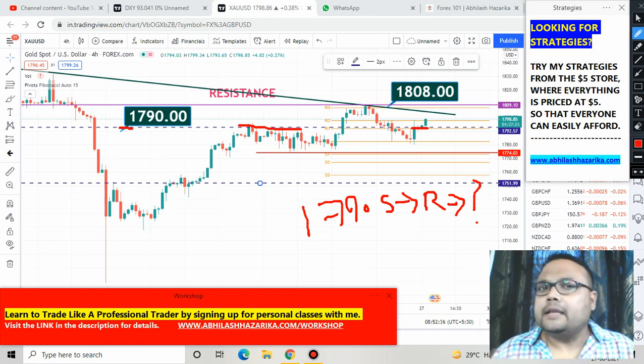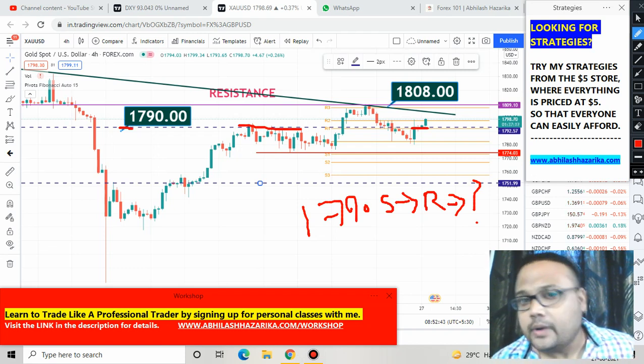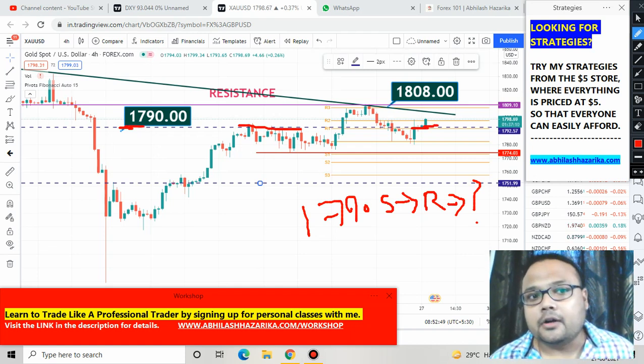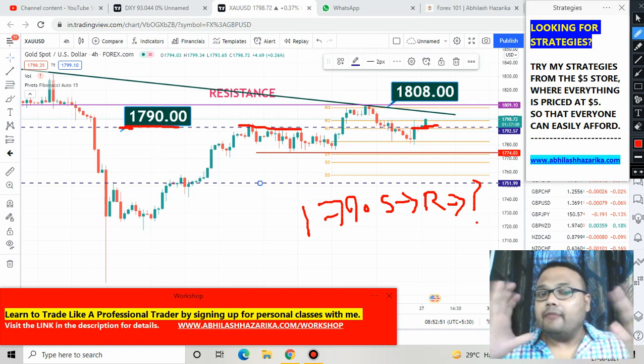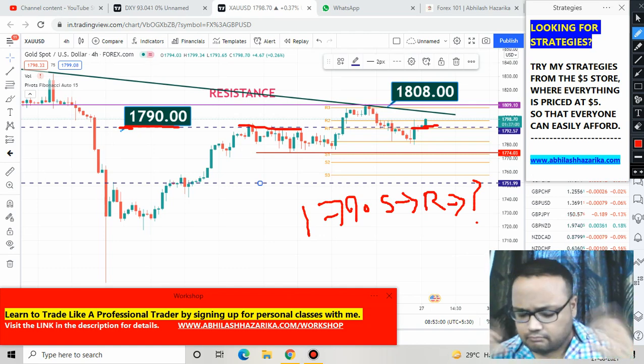We need at least 4 to 8 hours, or at least 1 or 2 more candles, so that we can understand whether it is taking support at this level or not, whether the market is still respecting this level or not. But right now we do not have the confirmation whether the market is respecting 1790 as a support or not. Therefore we do not have anything right now.